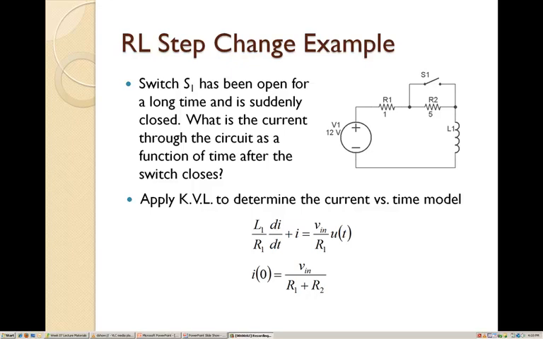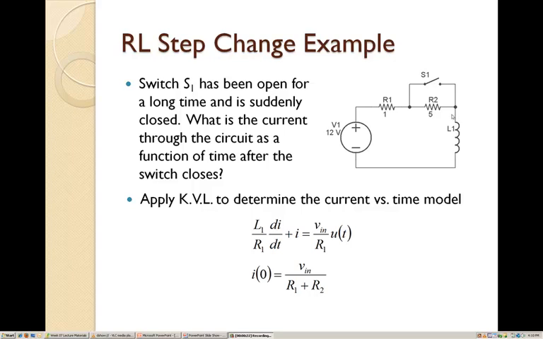Now we're going to look at the RL step change input example from class. Okay, in this problem we have a step change that's going to happen in this system. We have two resistors that are connected to an inductor, and if this system is operating in steady state, recall that the inductor is going to act like a wire.